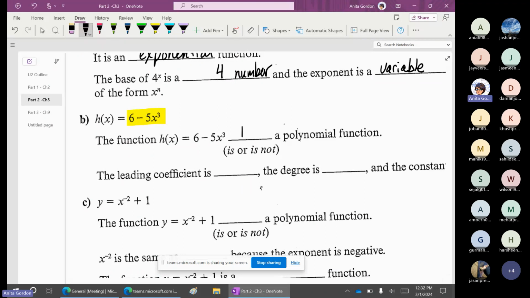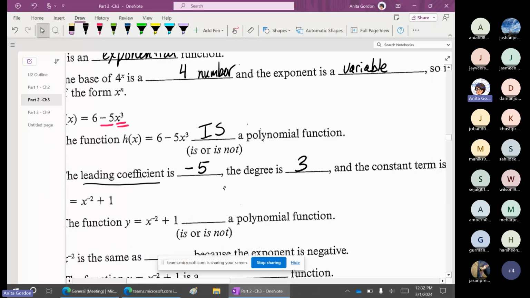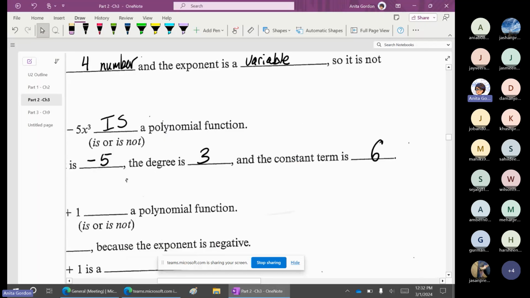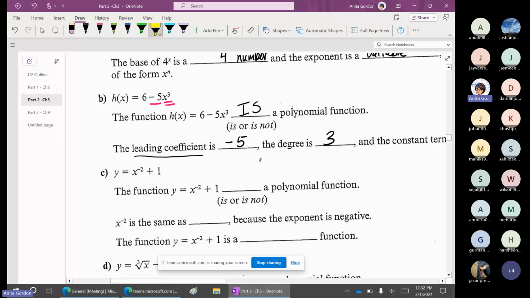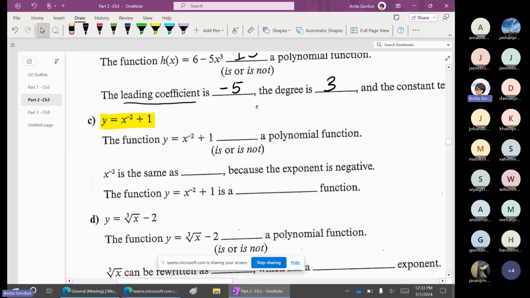It is a polynomial. Okay, what is my leading coefficient? -5, yes. Right? It is the number in front of the highest degree, which is a -5. What is the degree? 3. And the constant? +6. Okay, next one. Y equals x to the power -2 plus 1.